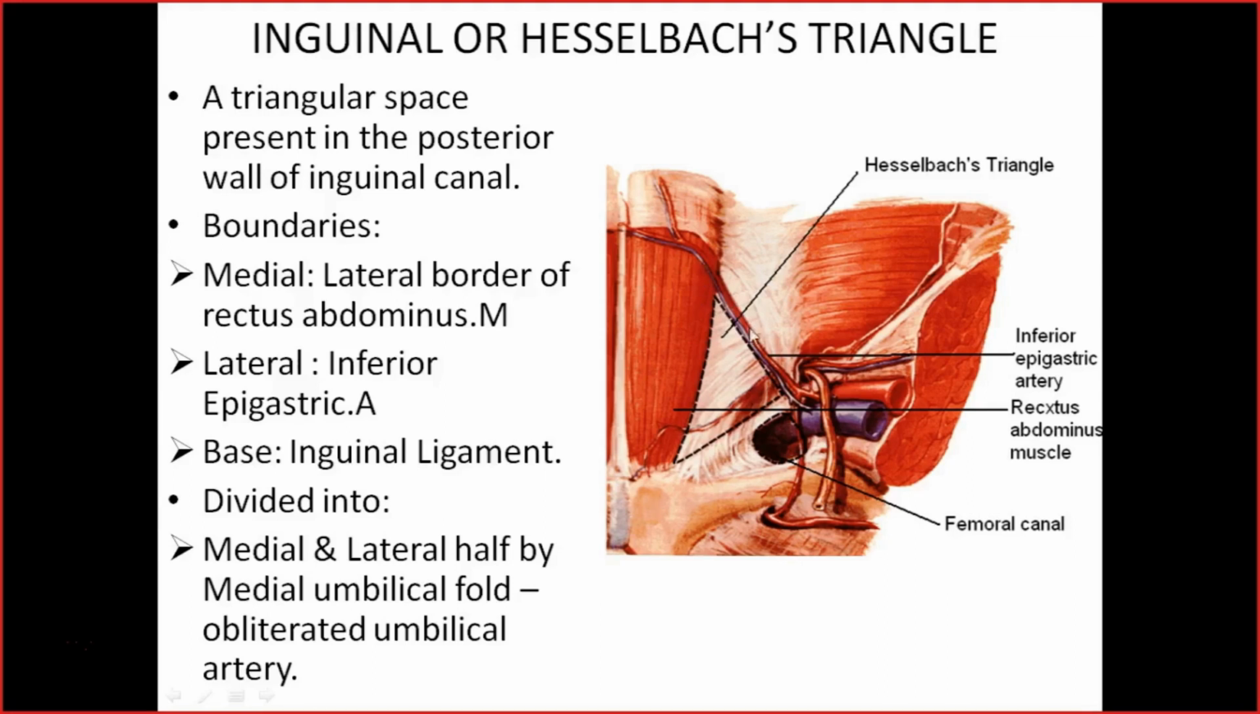This triangular area again has some boundaries. Can you make out the medial boundary? A dotted line you can make out, no? We will be having the medial boundary formed by lateral border of rectus abdominis muscle. You know this is rectus abdominis muscle. Again, the lateral border of this muscle contributes to the medial boundary of Hasselbalch's triangle. And this is the lateral boundary, contributed by inferior epigastric vessels, not only artery, it is also contributed by vein.